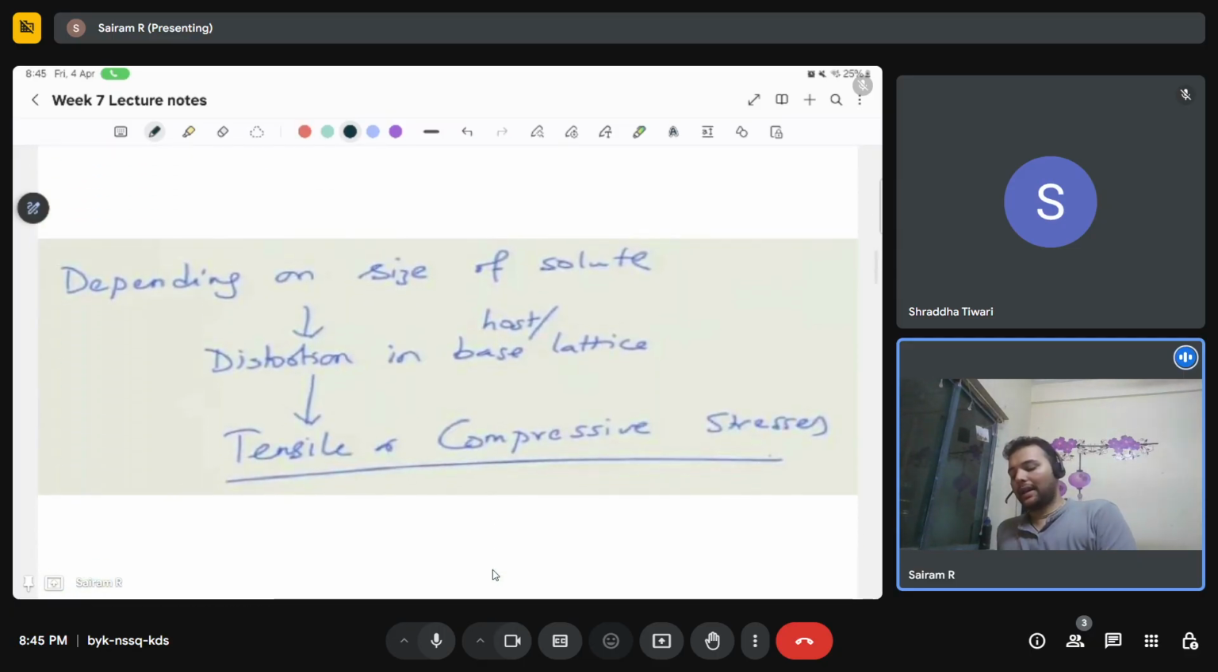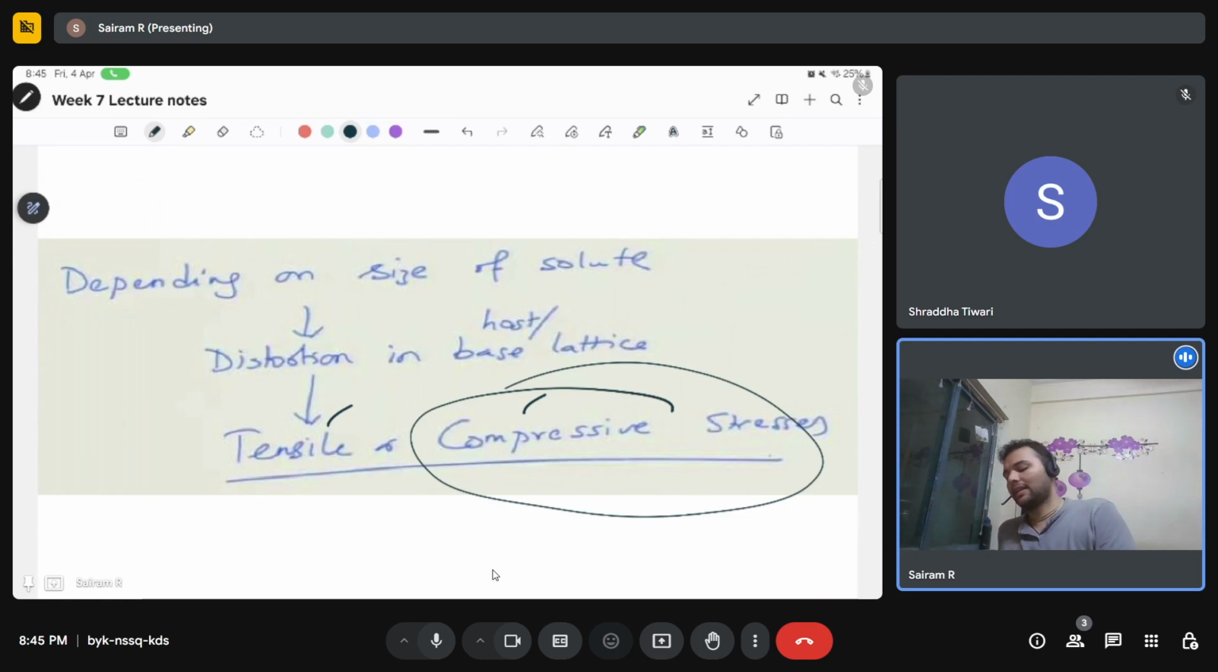It could be either tensile or compressive, depending on the nature of the material. So let's say in a ceramic material, I would prefer to have a compressive stress in my local lattice. If it is metallic, tensile stress would work well, no problem at all. Depending on the kind of material and the kind of application that I want, I might have to play with either a localized tensile stress or a localized compressive stress.